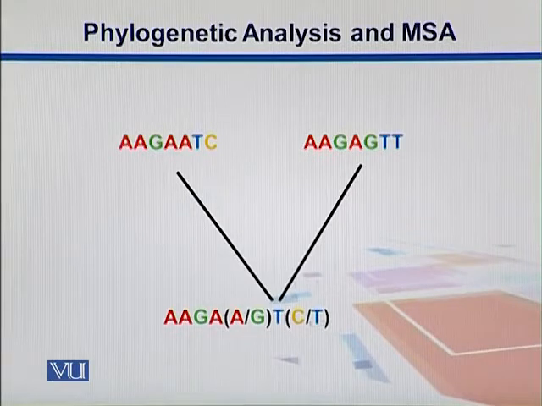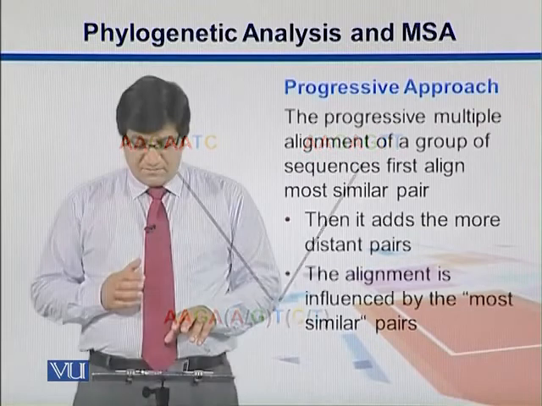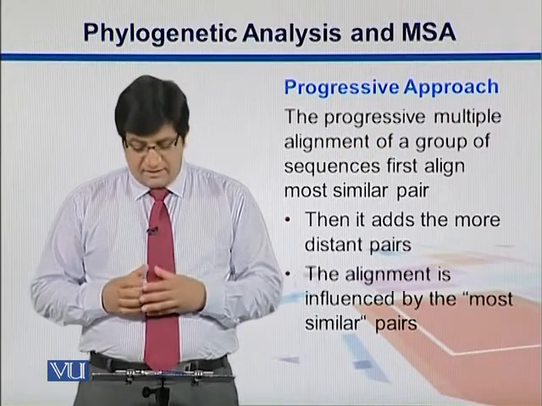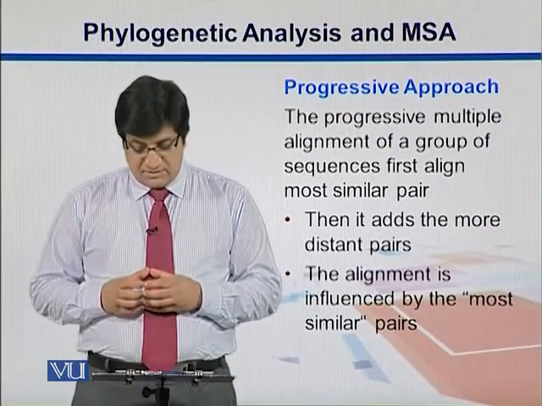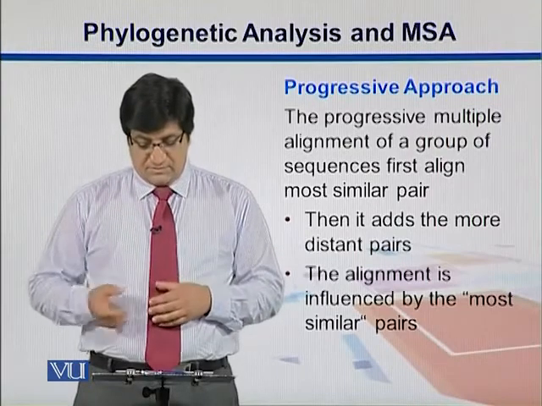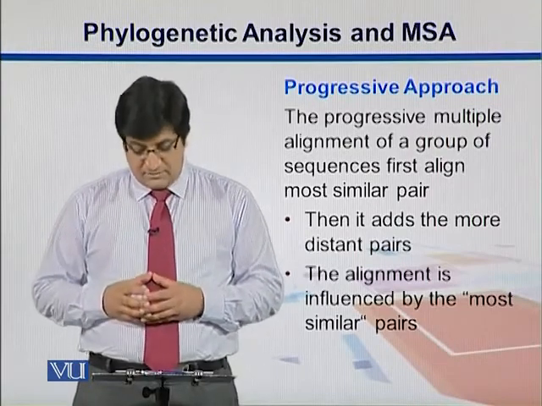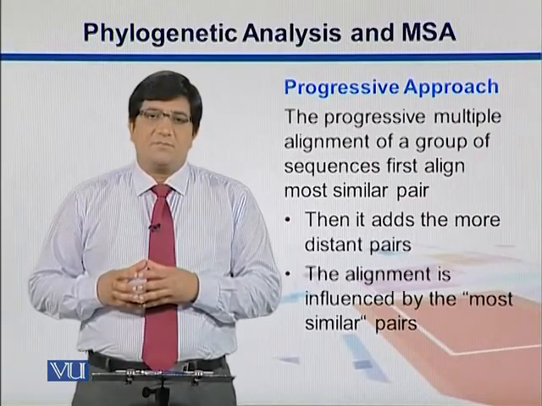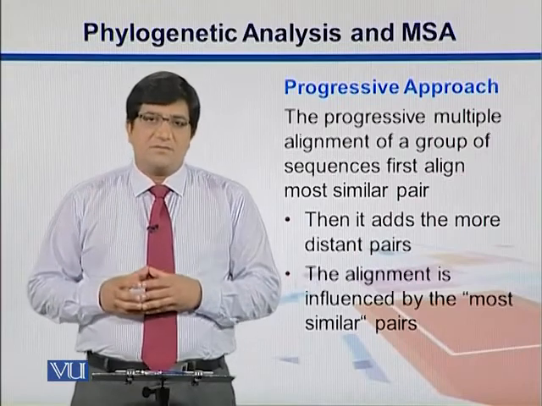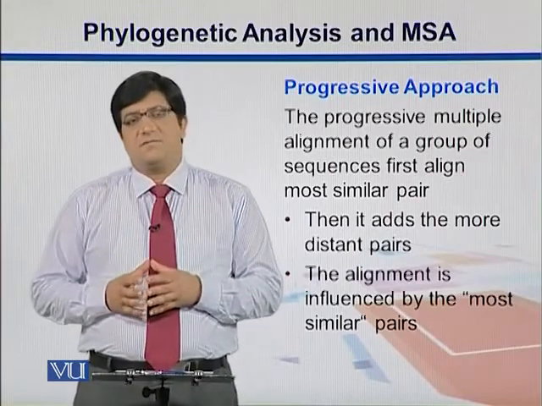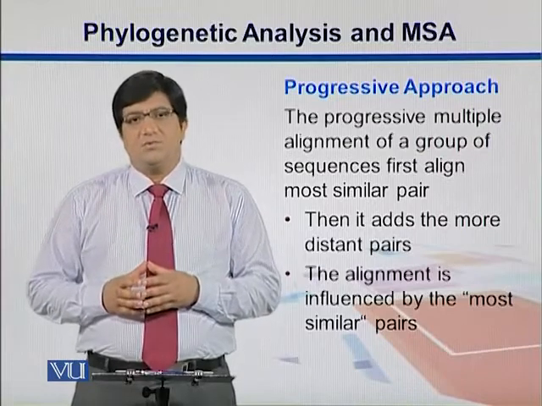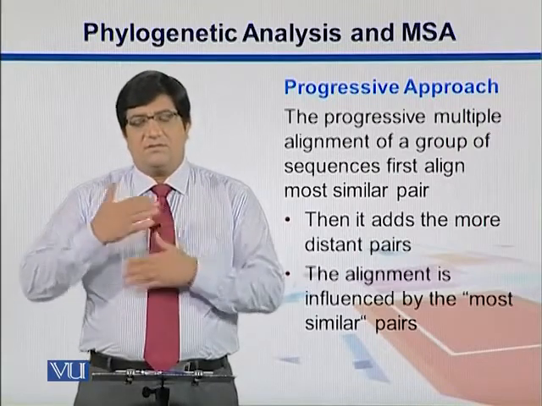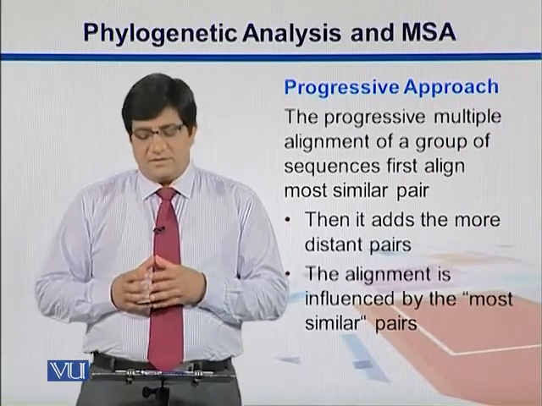these two substitutions. The progressive multiple sequence alignment method, as we have seen earlier, aligns the most similar pairs and then adds the more distant pairs into that particular alignment, and this alignment is influenced by similarities already present in the similar pair of sequences. So this progressive alignment is the first method that has been used in most phylogenetic predictions, where in order to generate that multiple sequence alignment, they rely on this method.